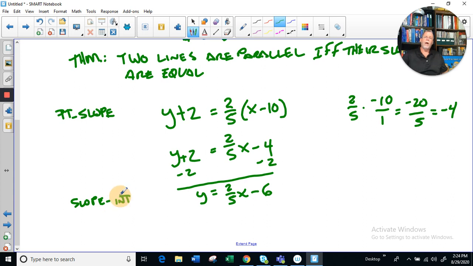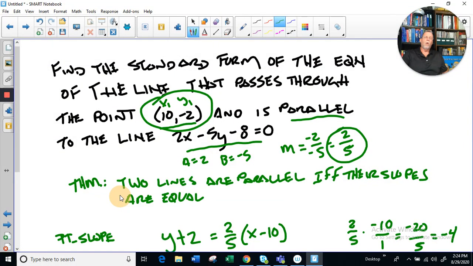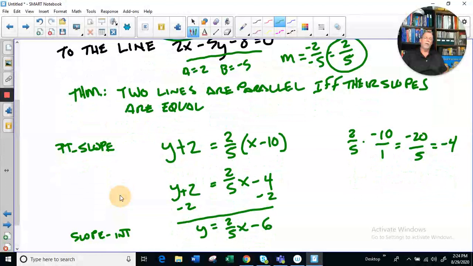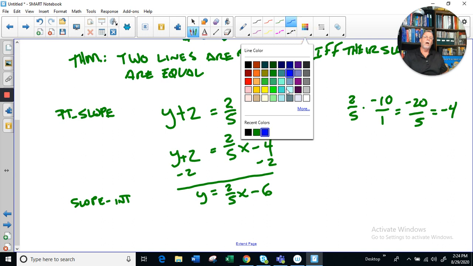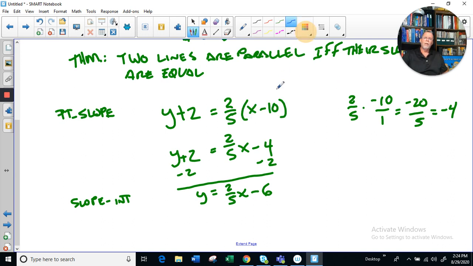Okay, so now look back at the top. Always look to check, did we find our answer? It says find the standard form of the equation of line that passes through that point and is parallel to that line. So we have one more step to finish this. We've got to get to our standard form. So again, let's see if you can remember what that entails.